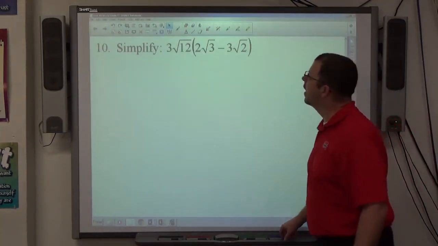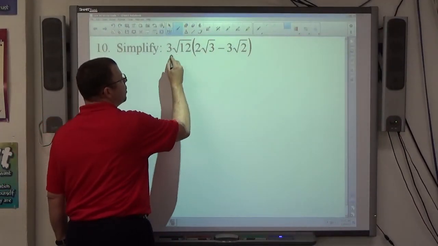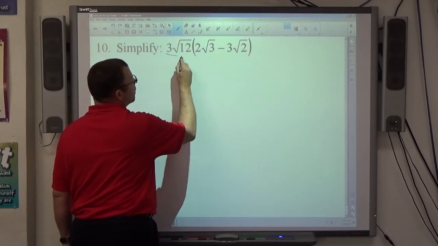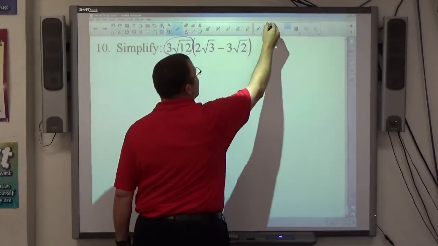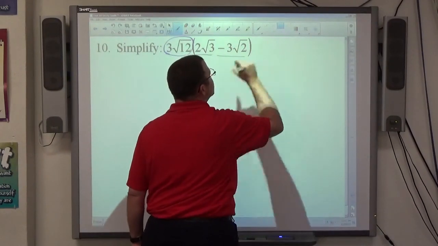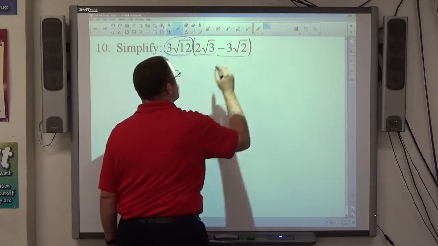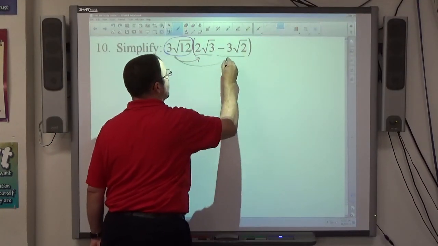Number 10, simplify. And again, we have a radical times radicals. This is a distributive property situation. So outside the radical, outside the parentheses, I have 3 times the square root of 12. Inside, I've got 2 times the square root of 3 and negative 3 times the square root of 2. And in order to multiply this out, I need to do this product and I need to do this product.